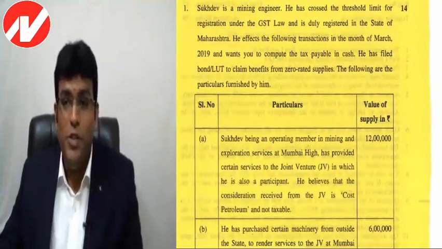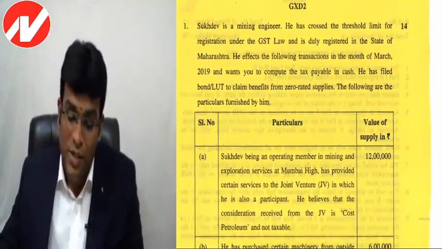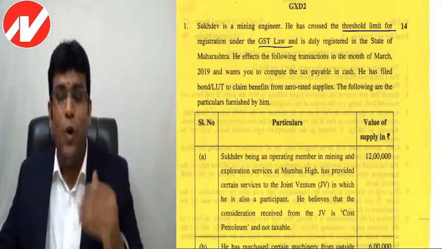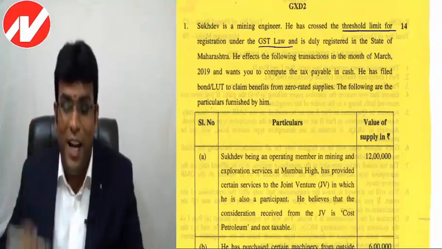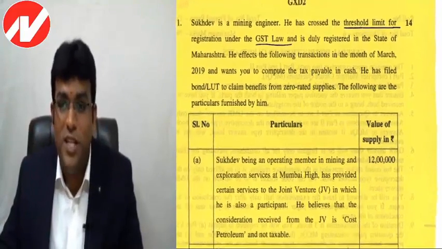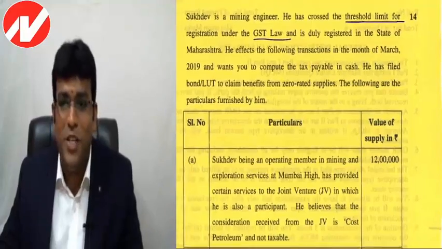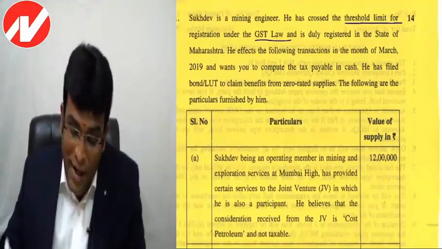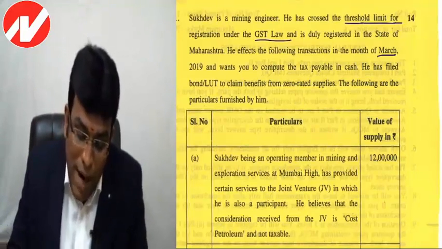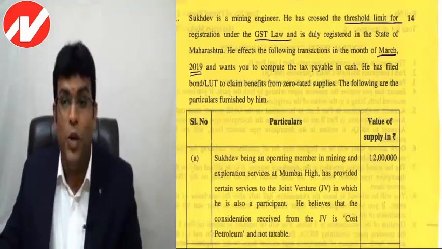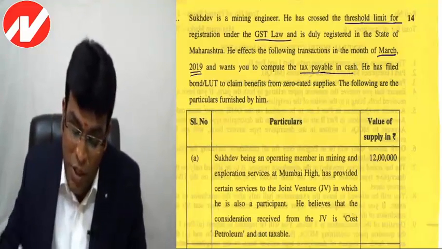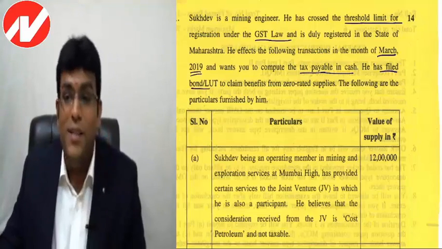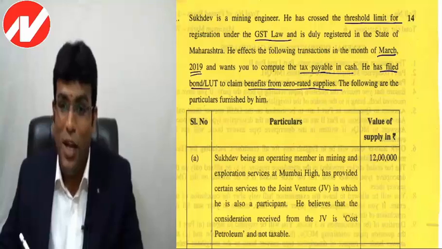Come on, see now. Sukhdev is a mining engineer. He has crossed the threshold limit for registration under GST law. I opened it through another software so that we can underline them easily. And he is duly registered in the state of what, my dear friends? Maharashtra. He is registered in the state of Maharashtra. Very good. Then what has happened? He effects the following transaction in the month of March 2019 and wants you to compute the tax payable in cash. He has filed a bond or undertaking to claim benefits from zero rated supplies. To claim benefits from what, sir?